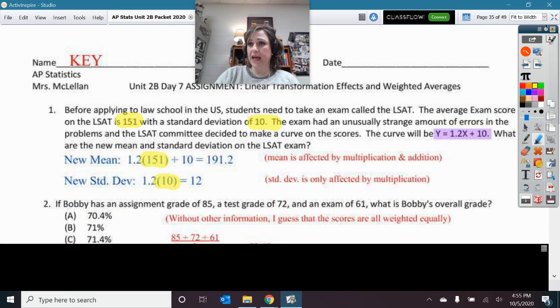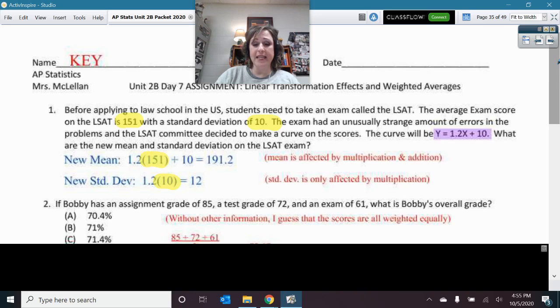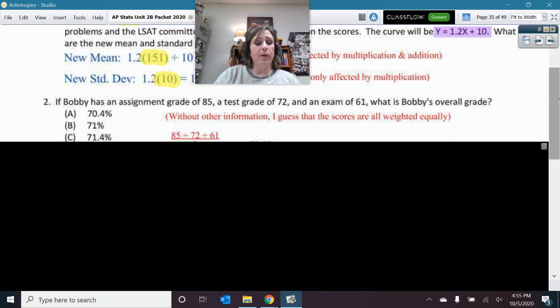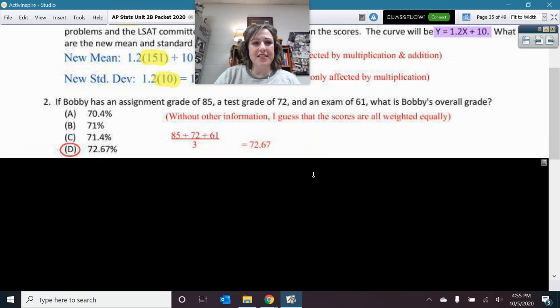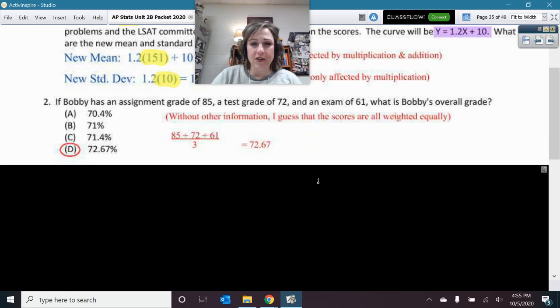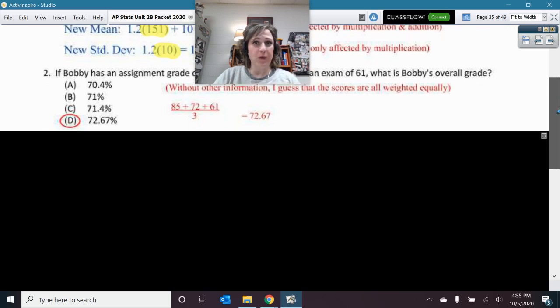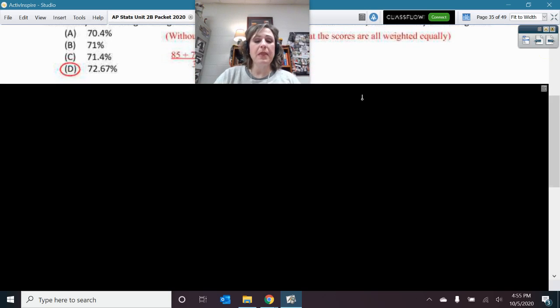All right, next we have got our weighted situation here where we had 85, 72, and 61. So my question was, are these all equally weighted? They don't tell us any other information, so I guess that means they're all equally weighted. So that was 72.67. So we're just going to go with that.